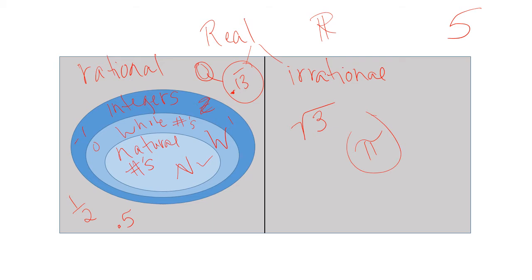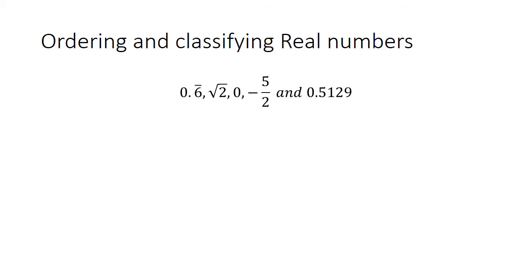Let's do some practice. So I have these numbers here. We have 0.6 repeated, square root of 2, 0, negative 5 halves, and 0.5129. So we are going to order these numbers from least to greatest. And then after we order them from least to greatest, we will classify each of the numbers, right?